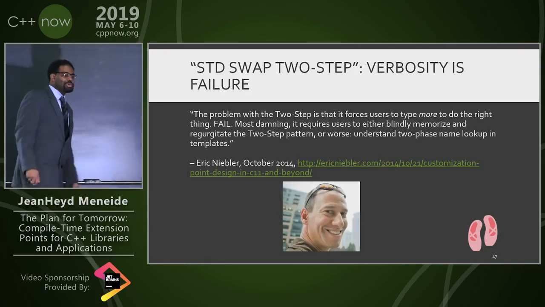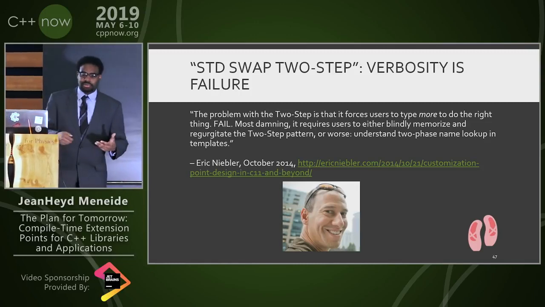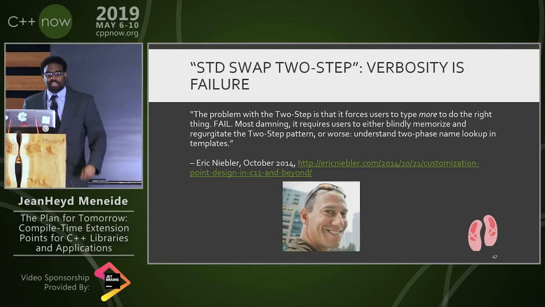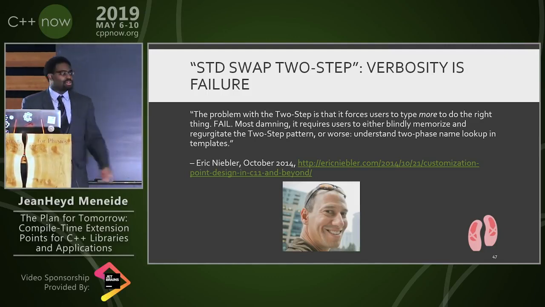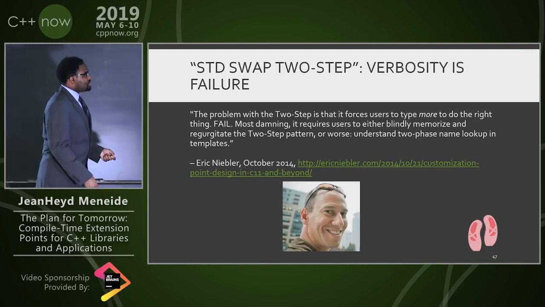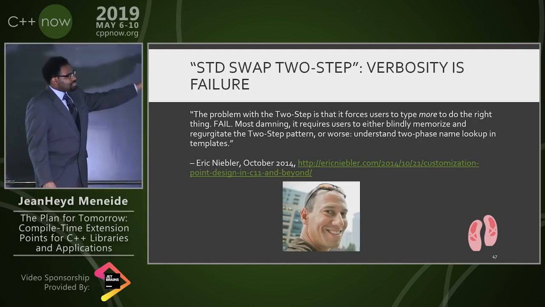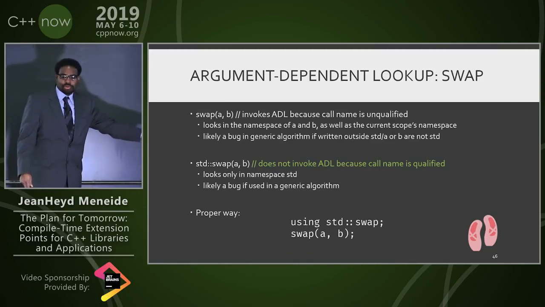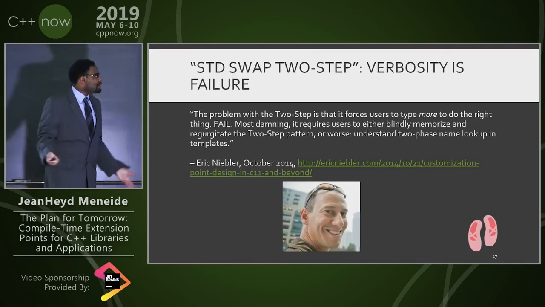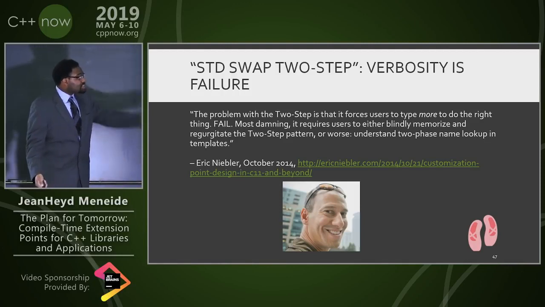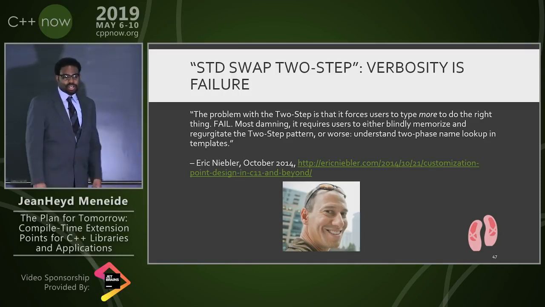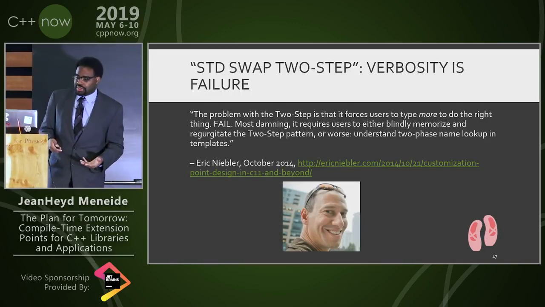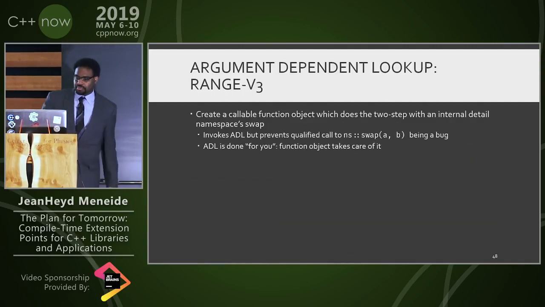And Eric Niebler wrote about this back in October 2014 when he was really undertaking ranges, and was really trying to find the best customization. Like, how do I let people customize ranges so that it does the right thing for their containers or their views or their ranges? And so he said that the two-step was a failure. Either you just blindly write using std::swap, because that's what you were told to do because you're a good programmer, or you completely understand how two-phase name lookup works in a templated context, and you divine what you're supposed to be doing in those situations. Neither of those is a good prospect.